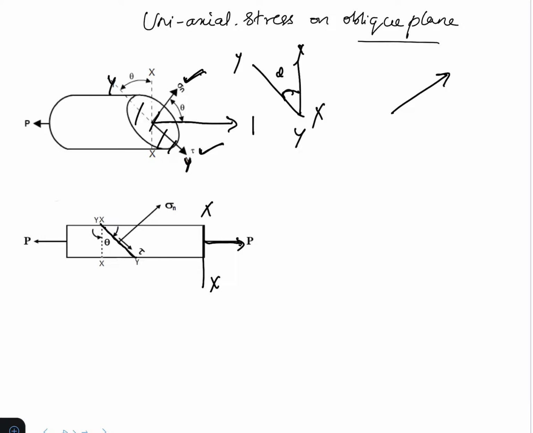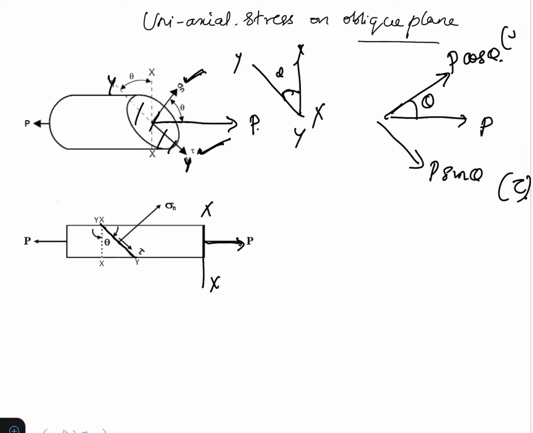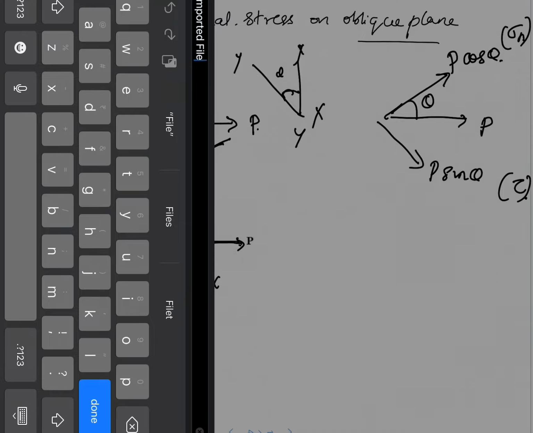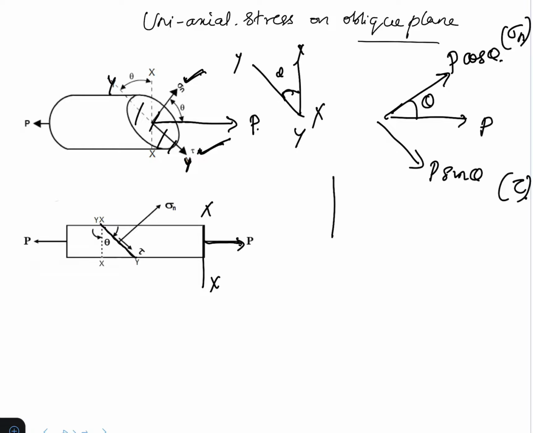Here we have P force acting like this, and the angle is theta. So corresponding to sigma n we will have P cos theta, and corresponding to tau we have P sin theta. Also, the cross sectional area at the x-axis is A, and at this angle theta we have our YY plane, which has an area of A by cos theta. These are our important figures. From this we can find sigma n and tau.